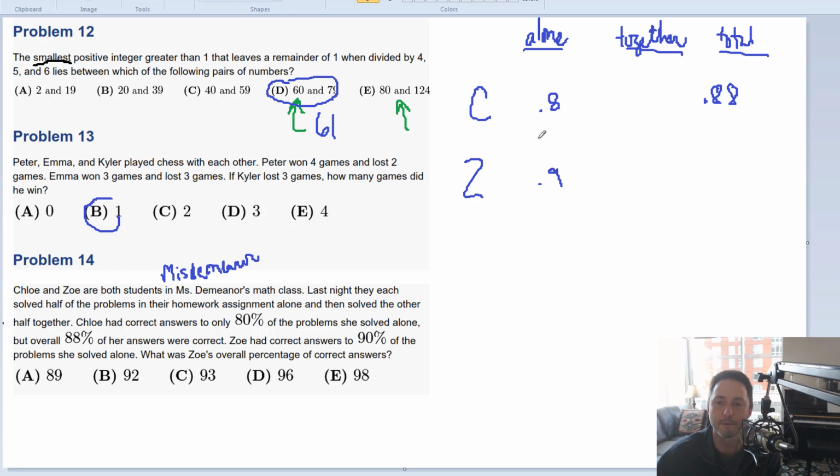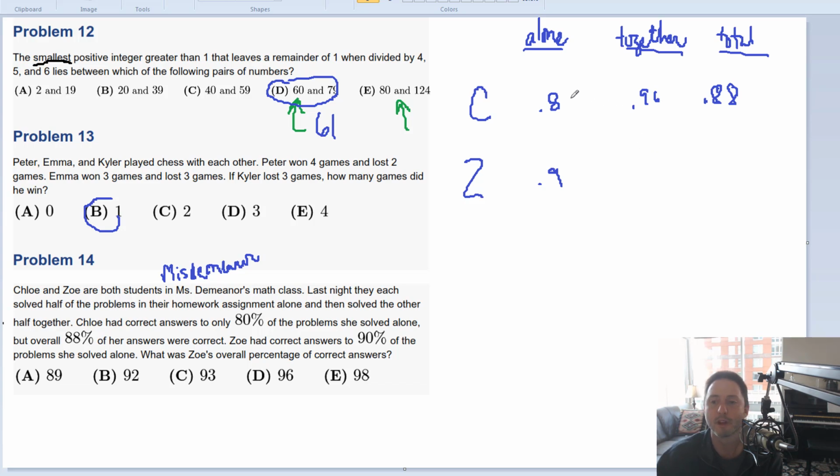So we can make use of Chloe's information. You can pretty much see that half the questions she did alone and the other half she did together, and her average went up 8 points. So together she probably did 16 points better than this. In other words, she probably did 96%. She got 96% of the questions she did together correct.